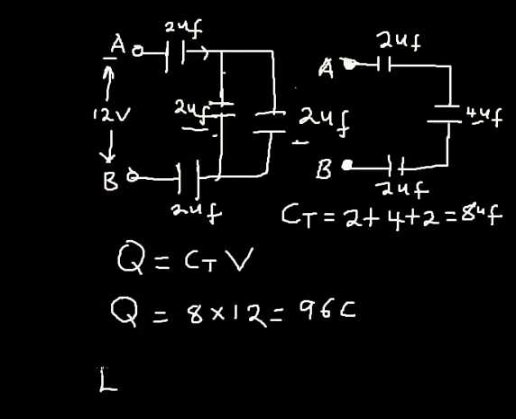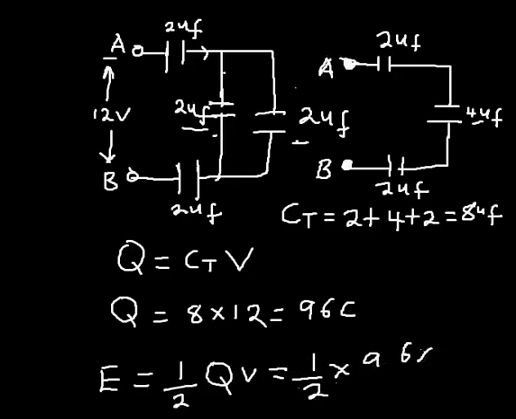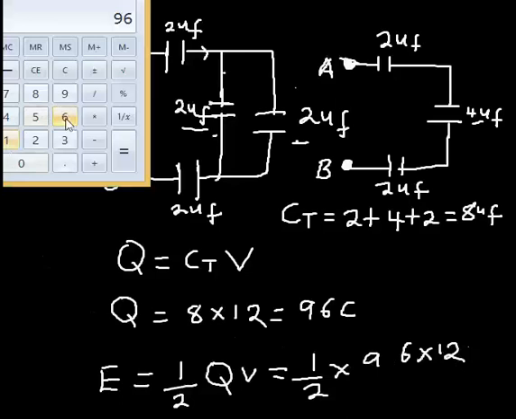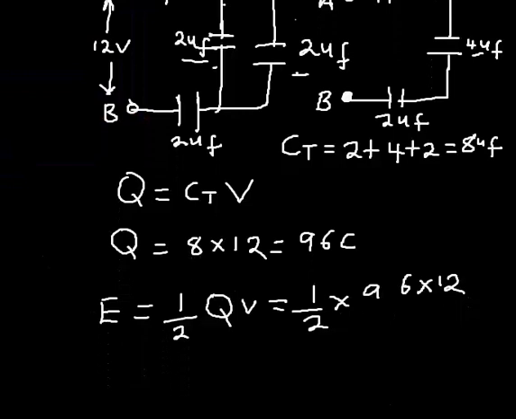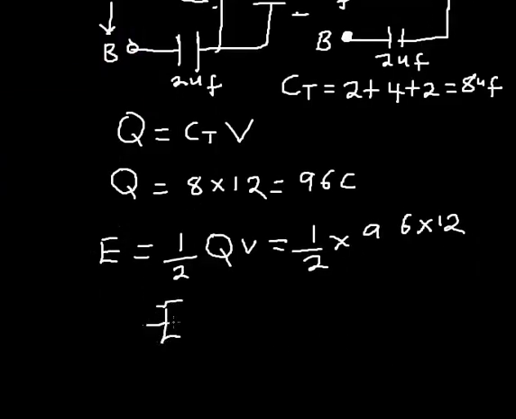The energy of the capacitor, as we already know, is half QV. So that's going to be half times Q, which is 96, times V, which is 12. Half of 12 is 6, so I have 6 times 96. That's going to be 576. So the energy is 576 joule.